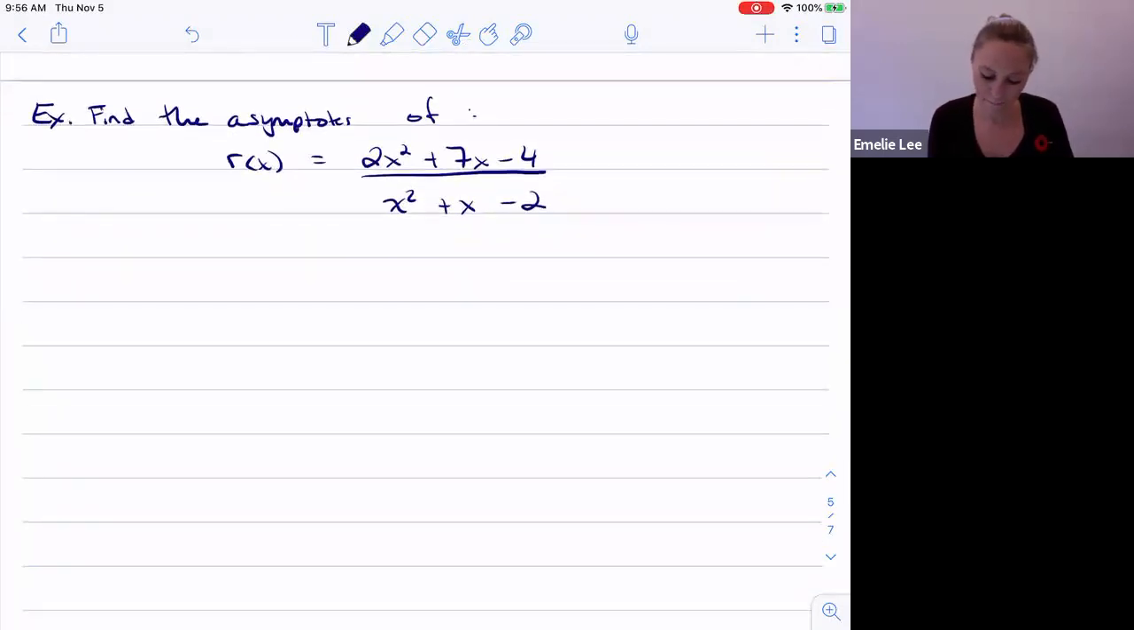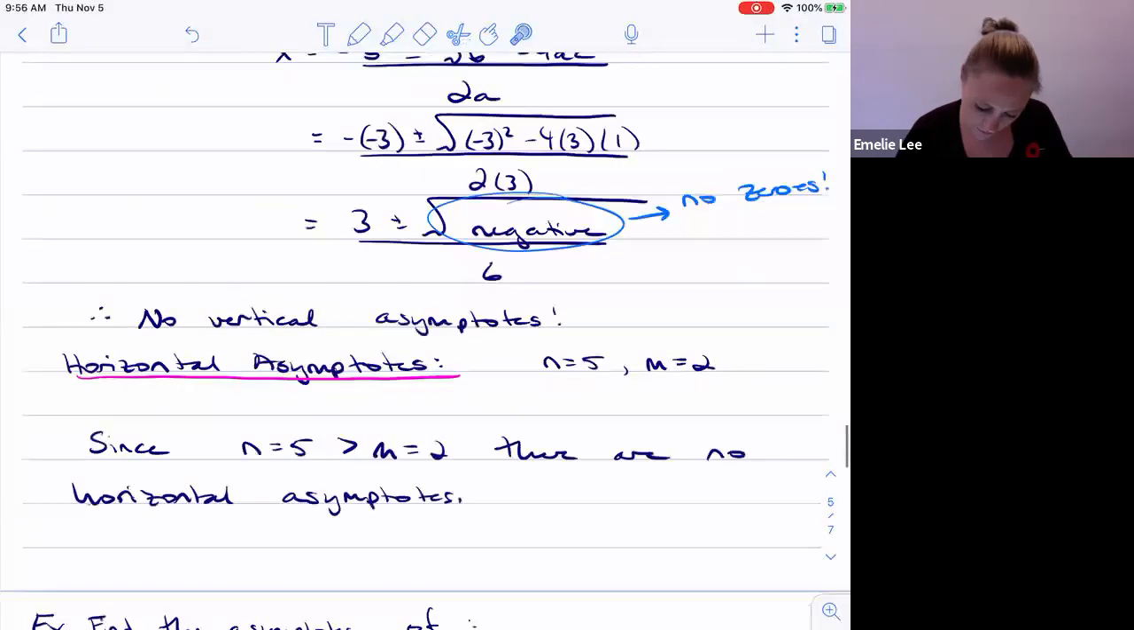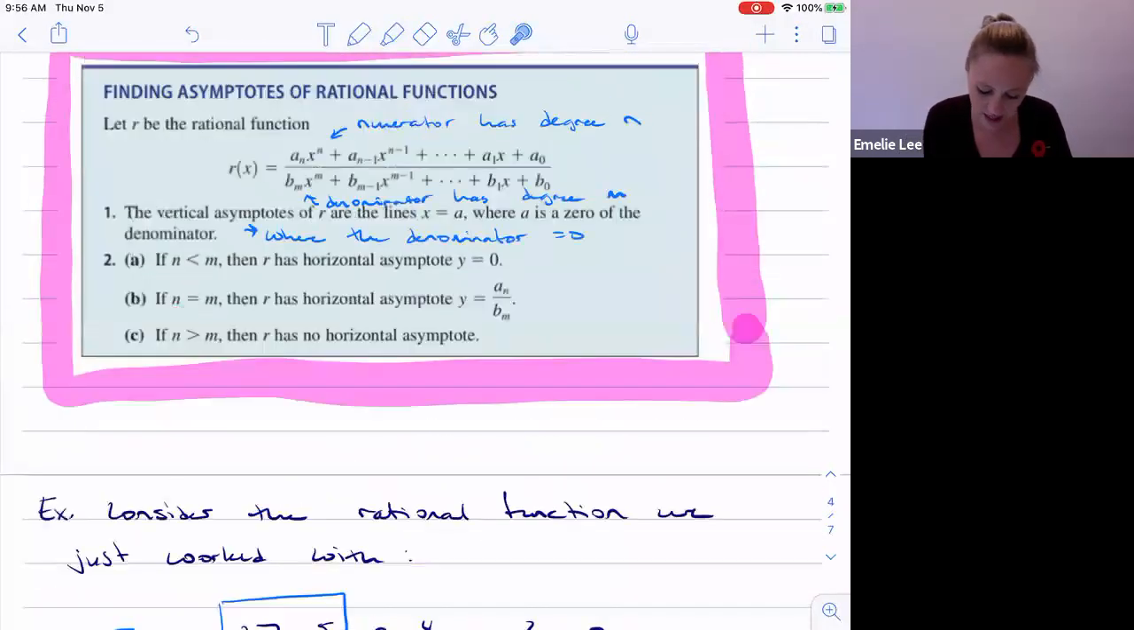Okay. So first thing I'm going to do is make sure these are written in order. They will be, right? That's something we should be checking. And so we've got 2x squared over x squared, which means my n is equal to my m. So already I know from here, if n is equal to m, then R has a horizontal asymptote at the numerator leading coefficient over the denominator leading coefficient. Okay, but let's start with the vertical asymptotes.